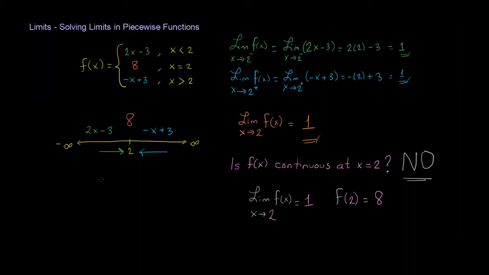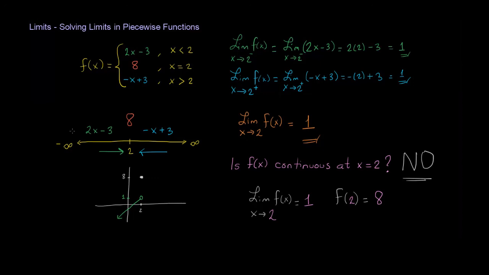Now, if you would like to see it through a graph, I'm going to try my best to draw a graph quickly. Imagine this graph, and here is the number 2. At the number 2, you have a definition of 8, which is a closed circle at 8. The limit from the left of 2 will be a line that goes until here. Let's say here is a 1, and we have an open circle, and this line will go all the way to negative infinity.